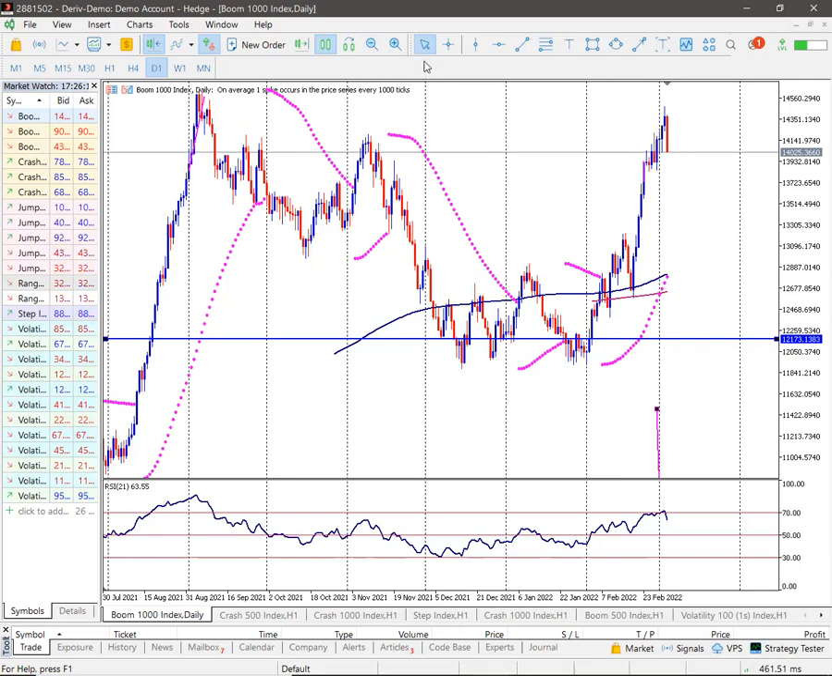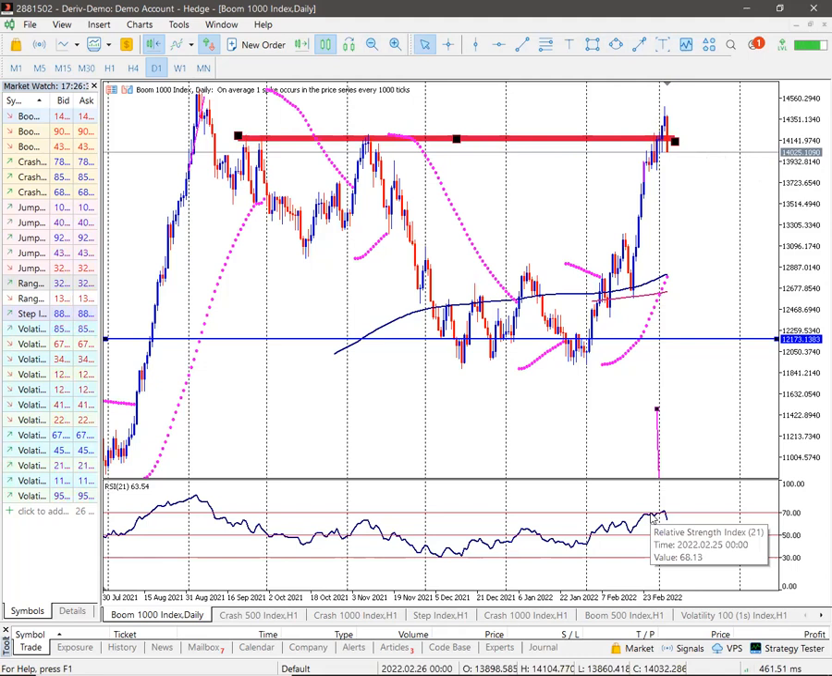Where is the market? The market is ranging on this. You can see this support and resistance area here. I'll call this the resistance area. The market broke this resistance area, but when it was breaking it, the RSI was already at 70, meaning the market had just stretched upward.